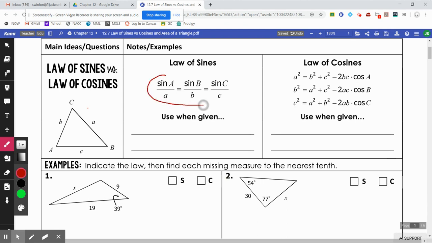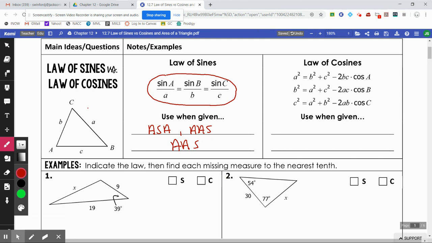A reminder what the law of sines looks like: sine of A over a equals sine of B over b equals sine of C over c. But when do we use it? Use when given, and we're going to write it like this: angle, side, angle, or angle, angle, side. So when you're given two angles and a side, or if you're ever given angle, angle, side. Those are the scenarios when your law of sines is going to work.